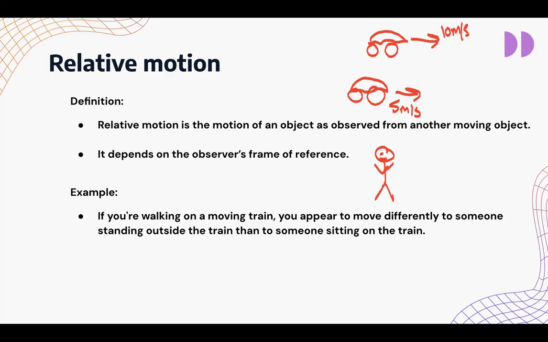But let's say I want to know how fast Bob is going relative to my car, right? Relative to my car, he's only going 5 meters per second because I'm going 5 meters per second and he's going 10. So we just do 10 minus 5. So he's going 5 meters per second relative to me. I see him only going 5 meters per second. Does that make sense to you guys?